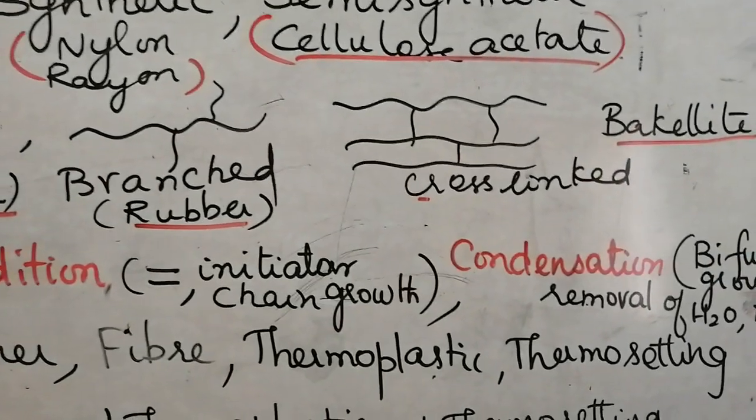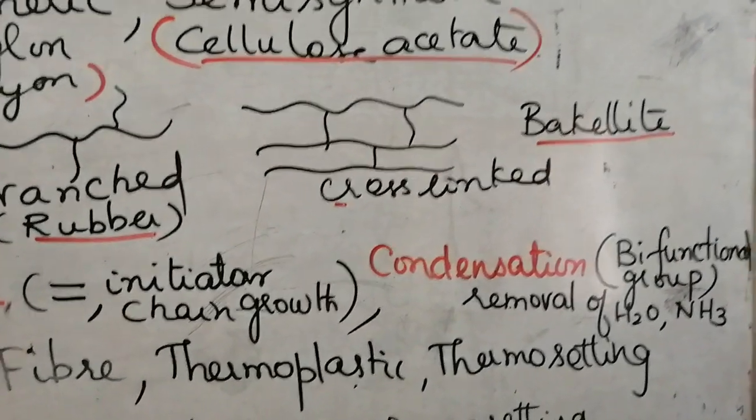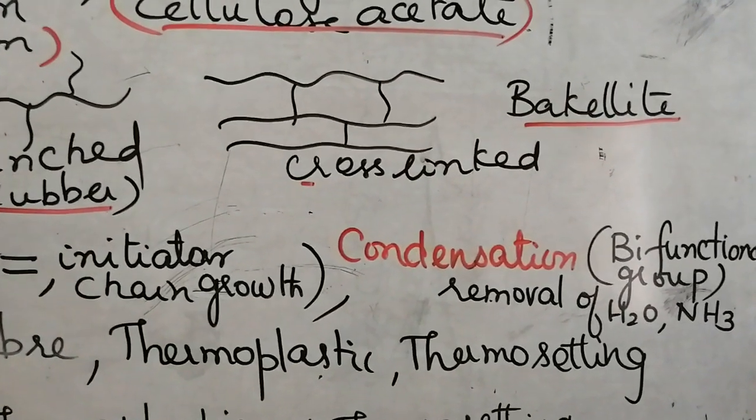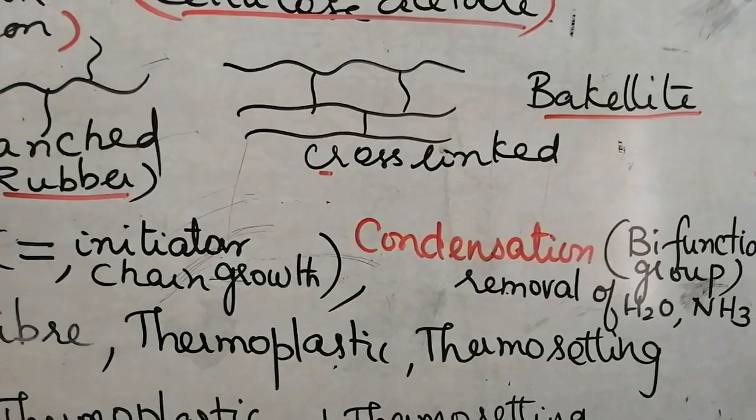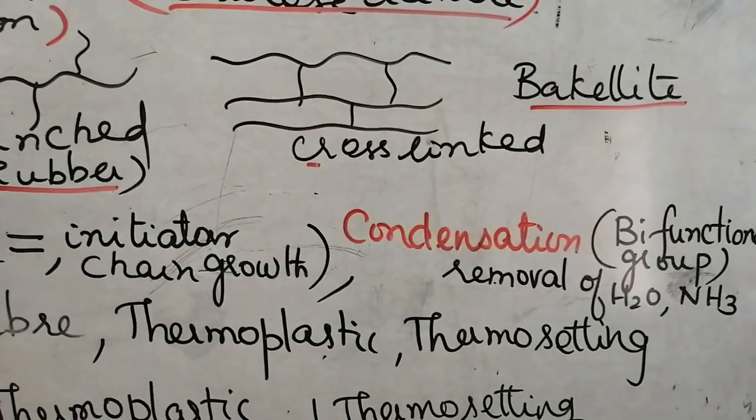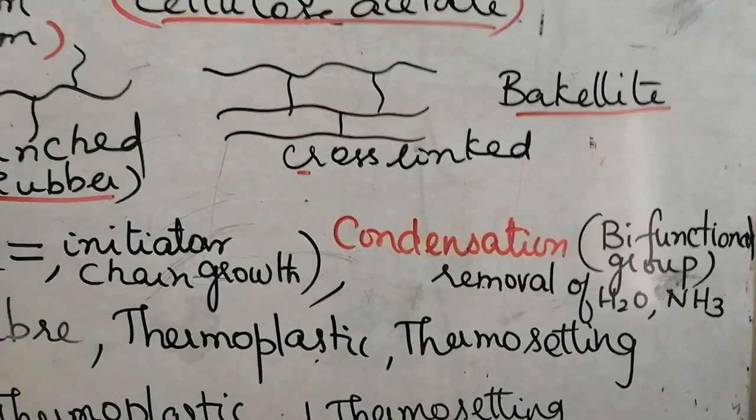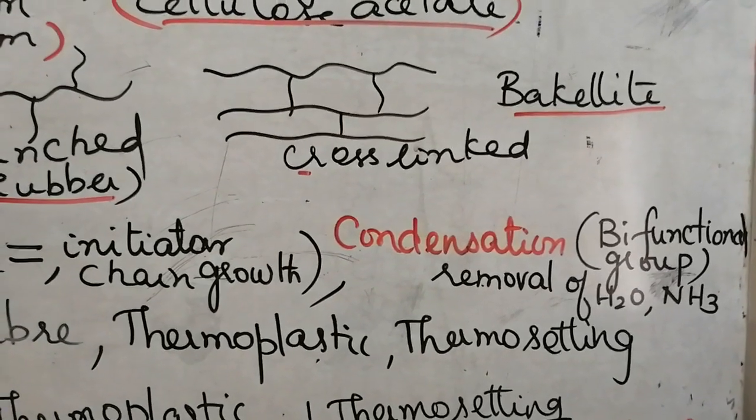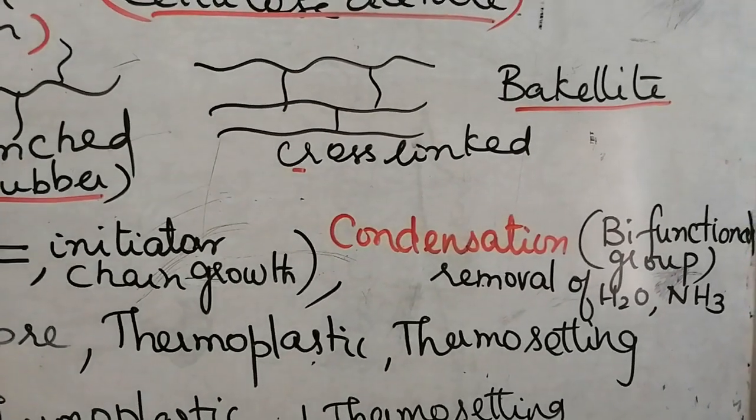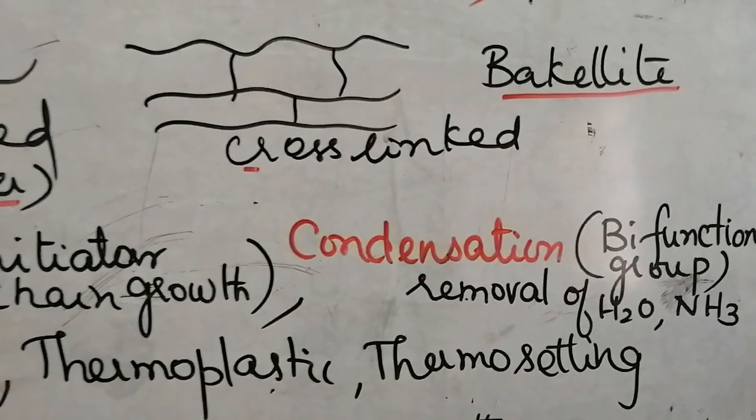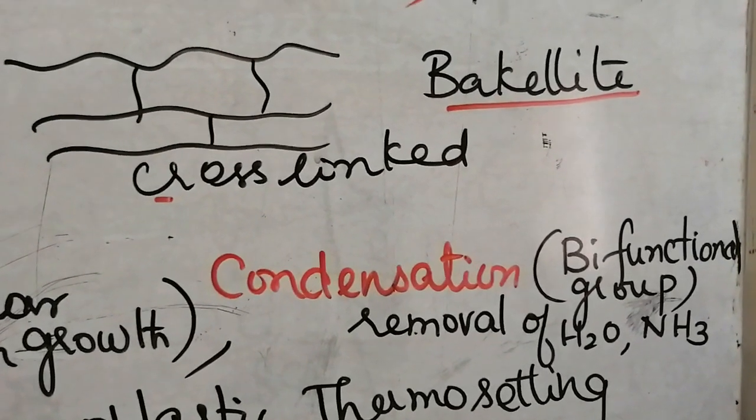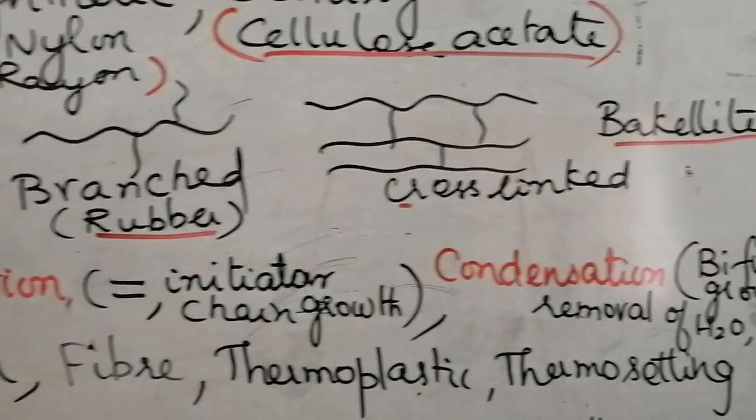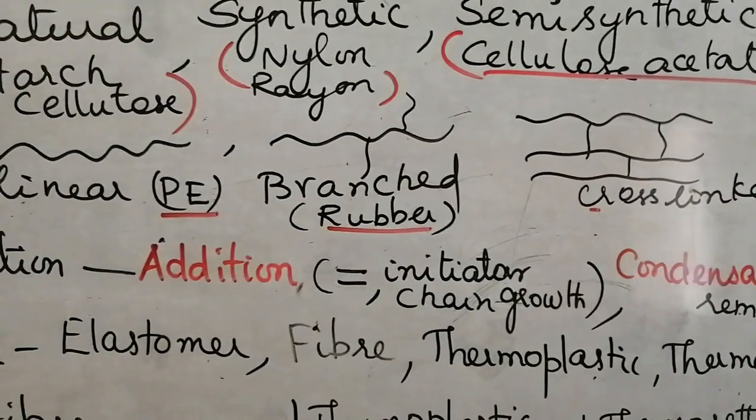Now let us see the condensation polymer. It involves bifunctional groups. What is the meaning of bifunctional group? Two functional groups must be there. For example, acid and amine, or acid and alcohol pair, or formaldehyde with phenol, formaldehyde with melamine, formaldehyde with urea. Like this, two functional groups must be there. It involves step growth polymerization. It involves removal of water or ammonia. Such molecules will be removed during its formation. This is the difference between addition and condensation polymerization.